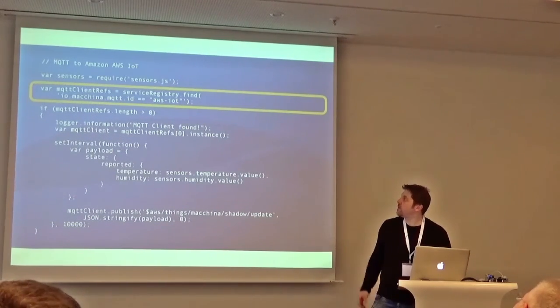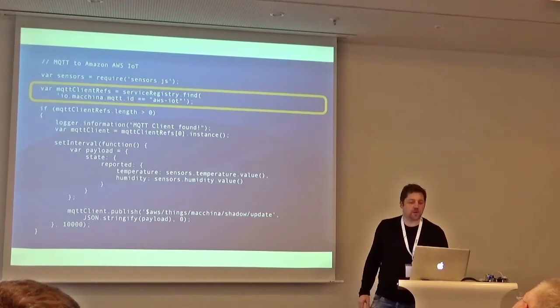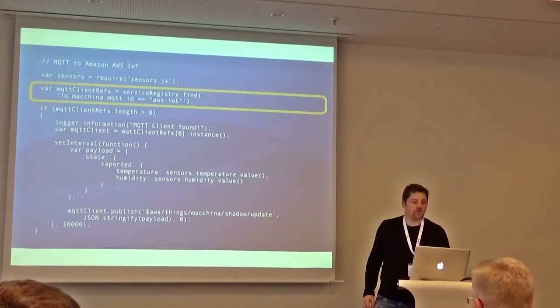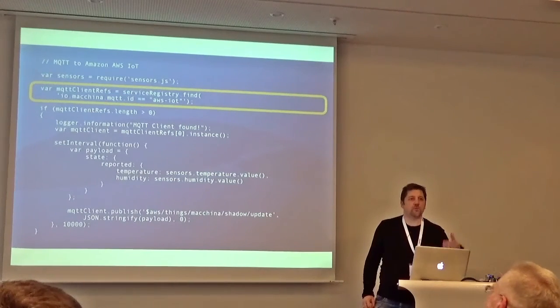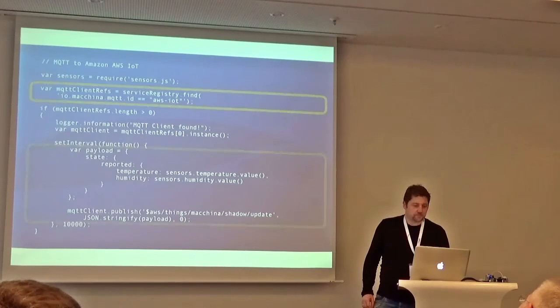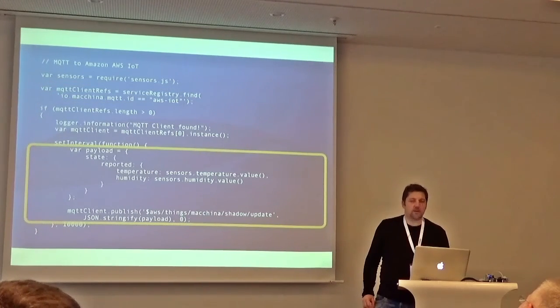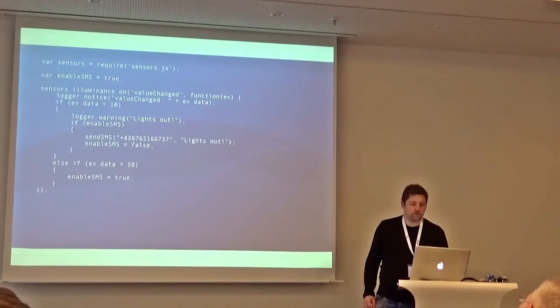Here is the final sample of how to send data to a web service using MQTT. Again, the MQTT client in Machina.io is a service, so we're using the service registry to find an MQTT client for a specific service, in this case Amazon. Then we create a payload in the form of a JSON document, and we send the payload to the server. Okay, let's skip the last sample.